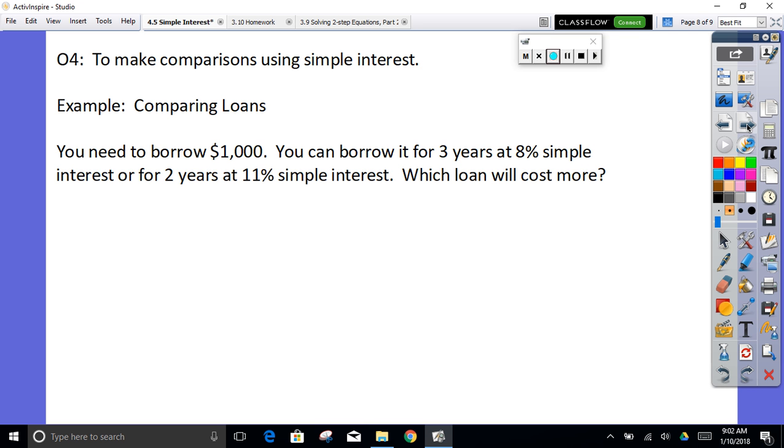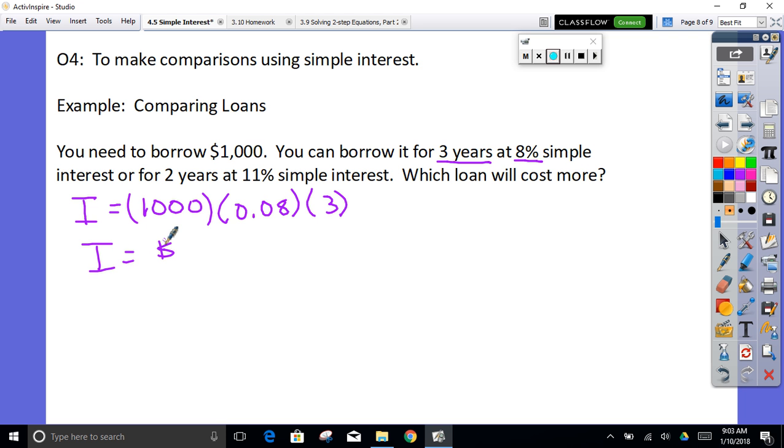Okay, so how do you think we should get started with this? How are we going to figure out which loan costs more? Adria? By setting them up in the formula and then solving each equation. Good. Setting them up in the formula, solving each equation. So let's take a look at that for the first scenario. The first scenario, our principal is $1,000. Our rate is 8% for 3 years, so we do 0.08 times 3. When you do all that, you end up with $240. So that loan, the interest that you're going to pay is going to be $240.